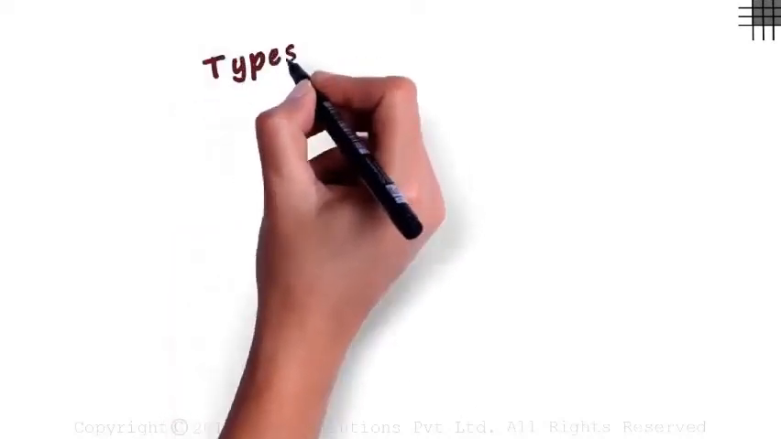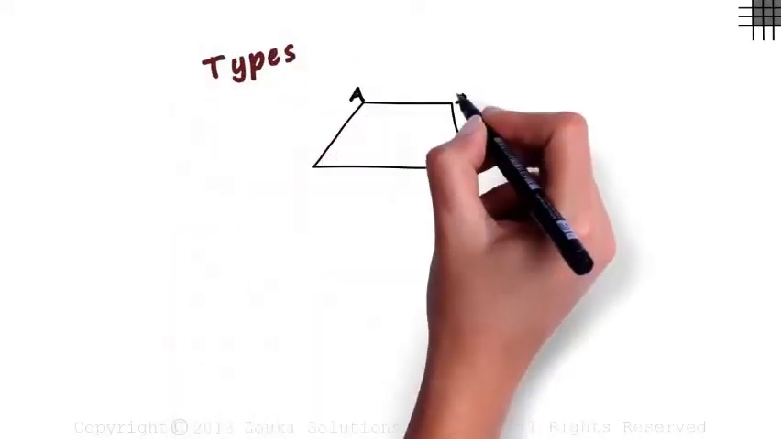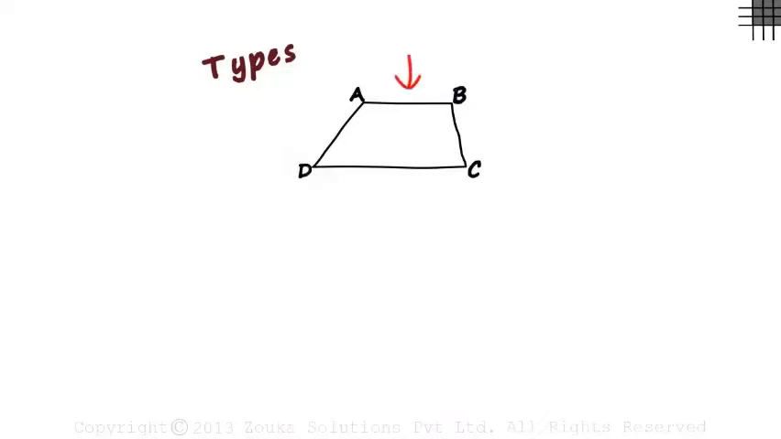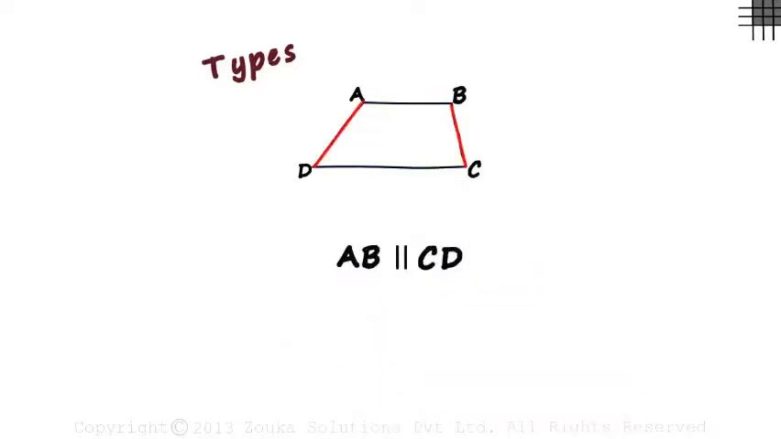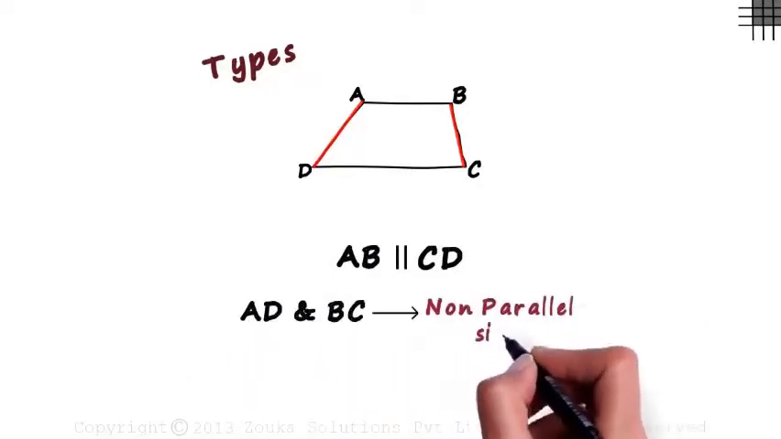Previously, we looked at the basics of quadrilaterals. Now we will study their different types. Look at this quadrilateral ABCD. In this quadrilateral, this pair of opposite sides is parallel. AB is parallel to CD and the other pair of sides is non-parallel. So AD and BC are the non-parallel sides.